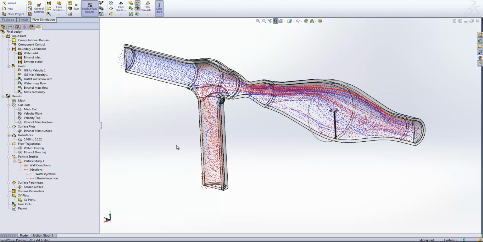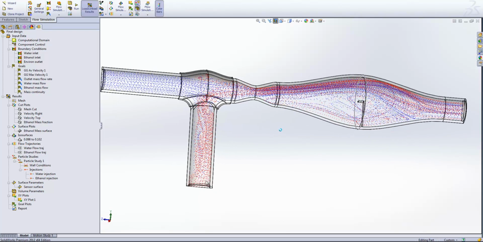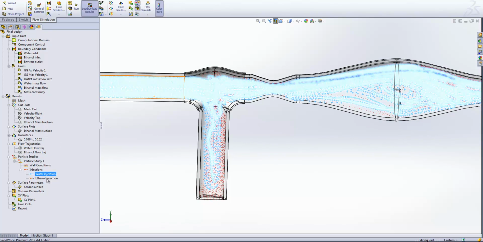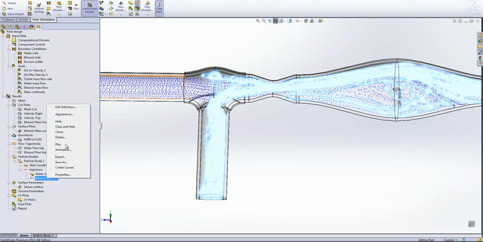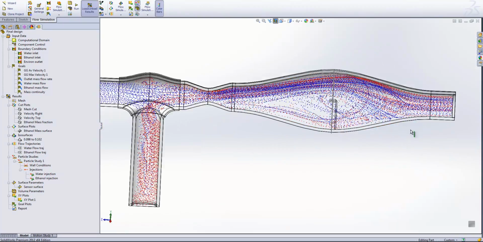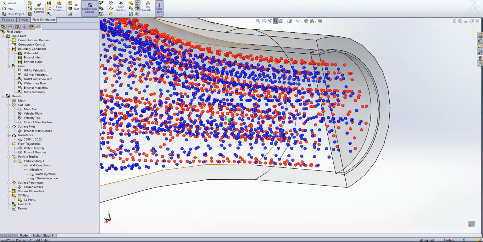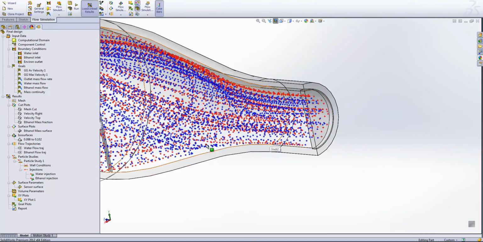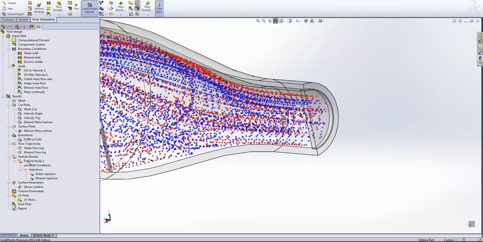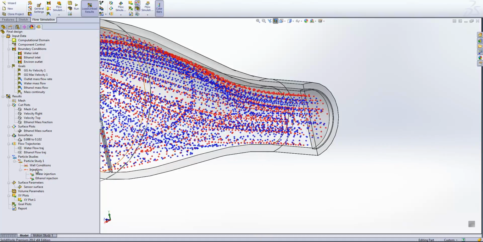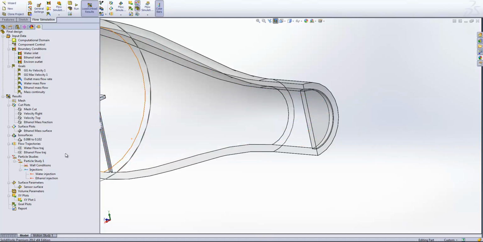I've got two particle studies here, so I've injected ethanol and water at each of the separate inlets, and you'll see how nicely we can animate these and see how we've got this mixing action inside here, and how by the end at the outlet we've got a pretty good mixture of both blue and red particles, signifying a nice mixing action within that tube. So let's hide those.